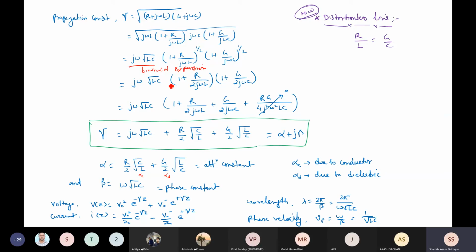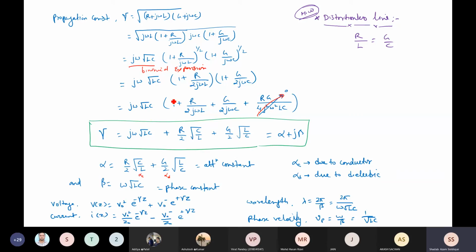With the binomial expansion, this comes out to be 1 plus r by 2 j omega L and 1 plus g by 2 j omega c. Just multiply these two and you get this term. Ignore the higher degree term, because omega is a very high value, and r and g are very small, so this can be taken as 0. Now here, r by 2 j omega L and g by 2 j omega c are both positive and added with the 1, so this gives some value and you cannot ignore it directly.